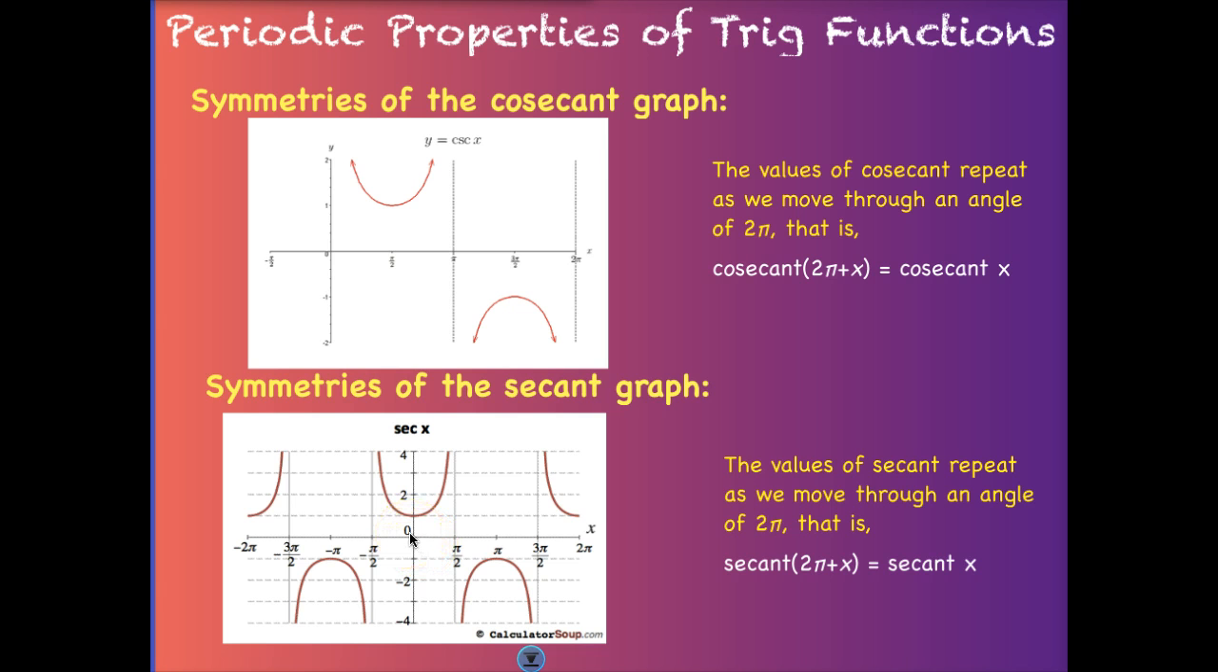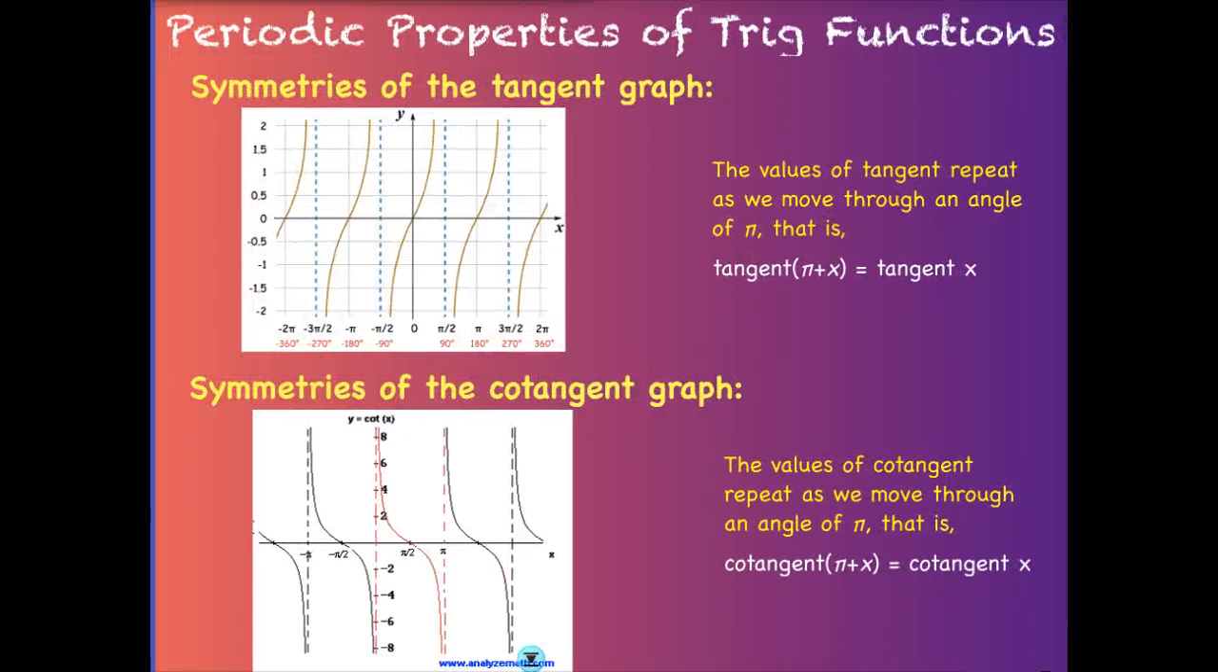Down here, if we look at our intervals, we can still go from 0 to 2 pi without repeating. And then after 2 pi, we would then start repeating again. So our intervals for the sine, the cosine, the cosecant, and the secant will always be 2 pi. Let's look at our final trig functions. That would be the tangent and the cotangent.